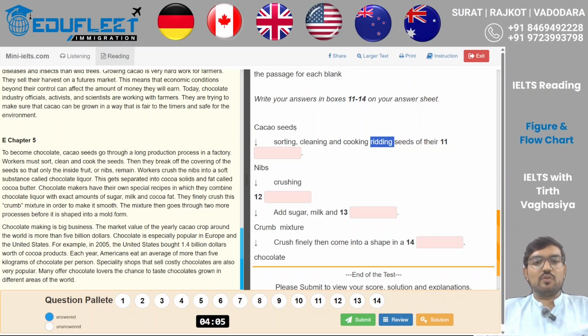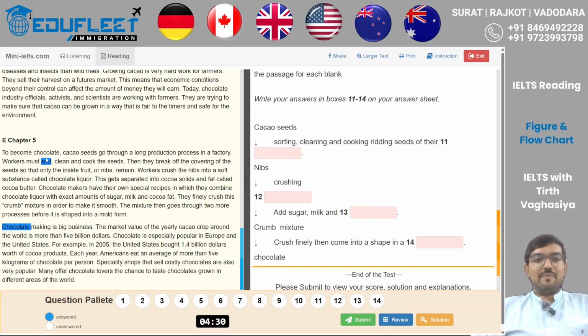What are the main keywords? Cacao seed, sorting, crushing, sugar, milk, crumb mixture, crush, finally come out in the shape of this, and chocolate. So the process of making chocolate. This is what they have mentioned. I don't see anywhere. Okay, cook, sort. Okay, now it seems I have got the answer.